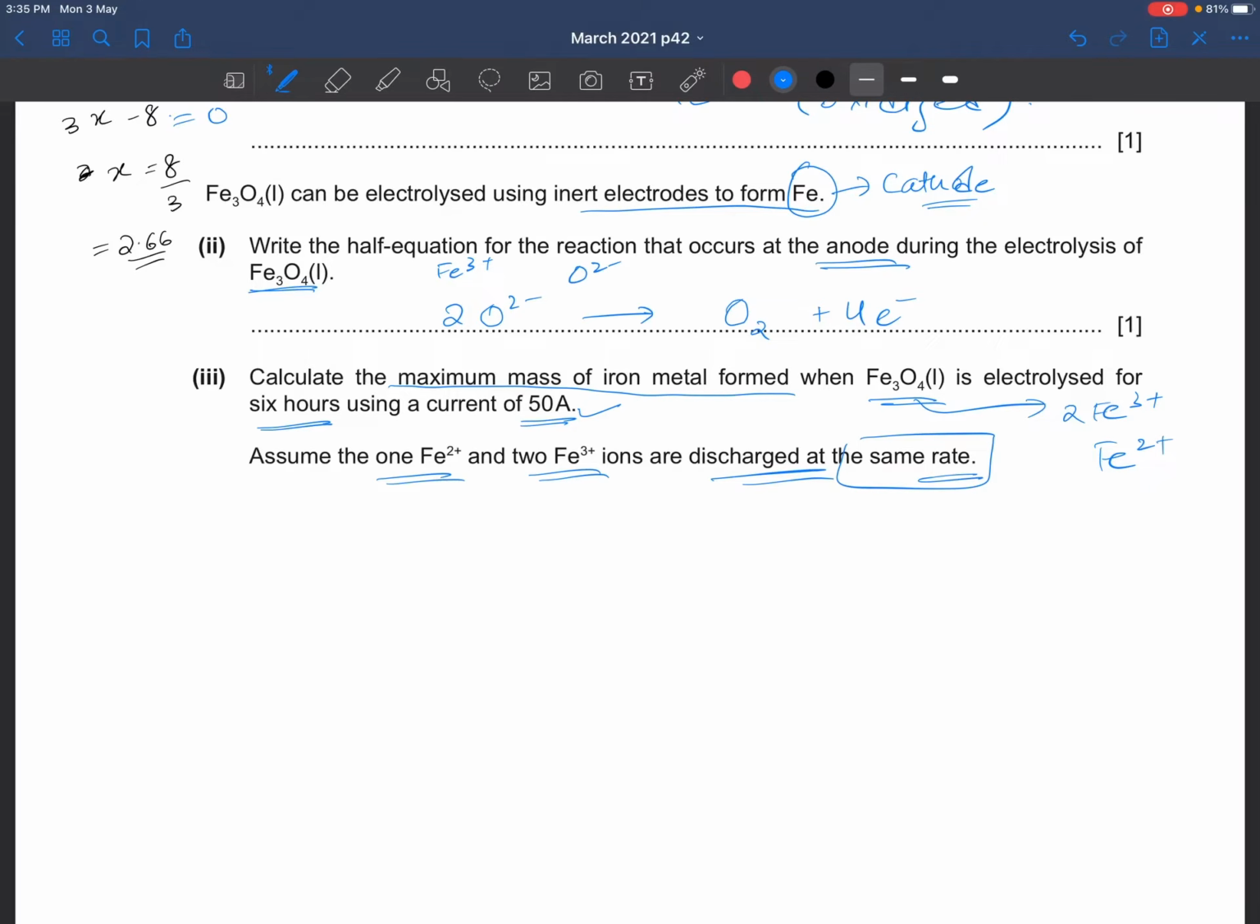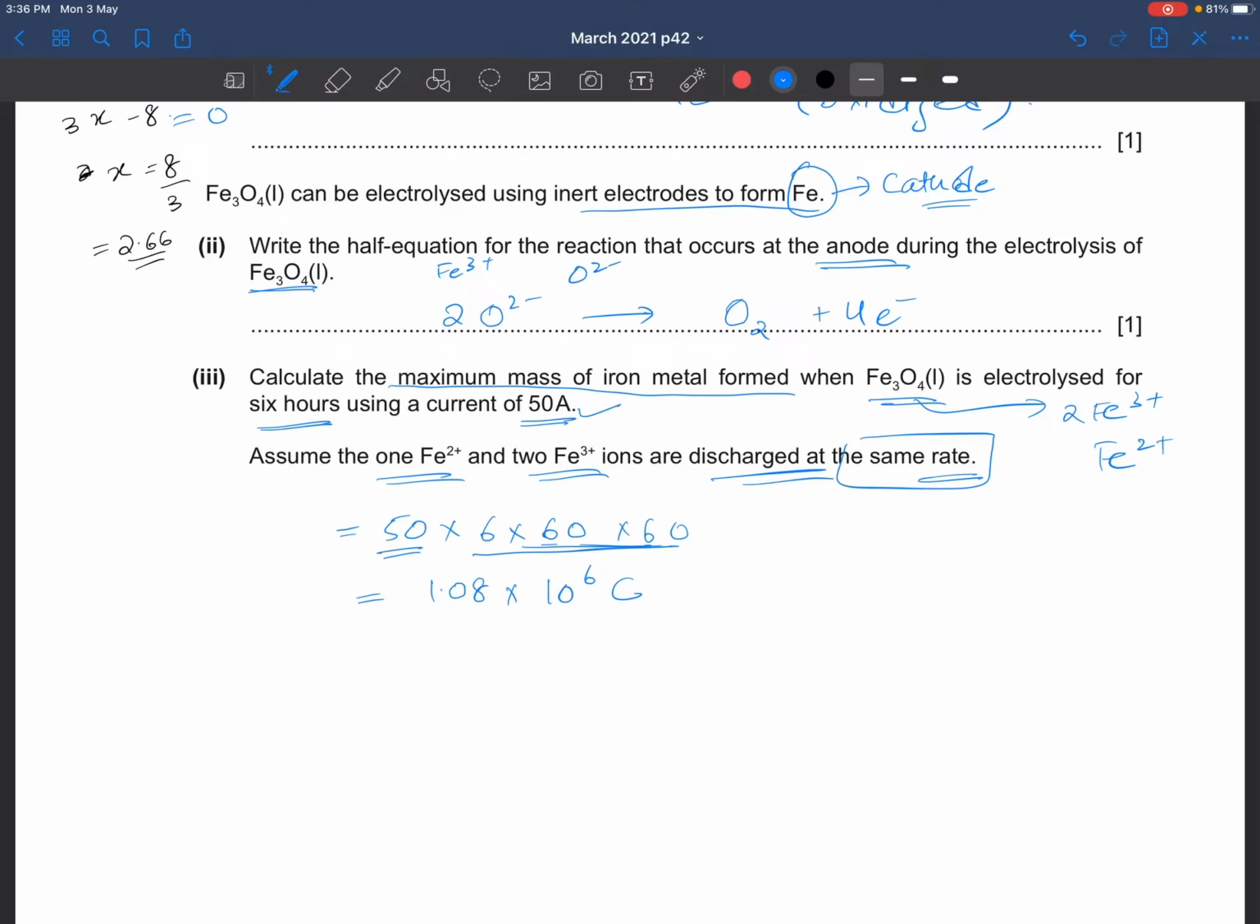So now first we have to calculate the total charge which has been passed. So this would be equal to 50 multiplied by 6 into 60 into 60, right? This is current and this is time converted into seconds. So in total we get the charge 1.08 into 10 raised to power 6 coulombs.